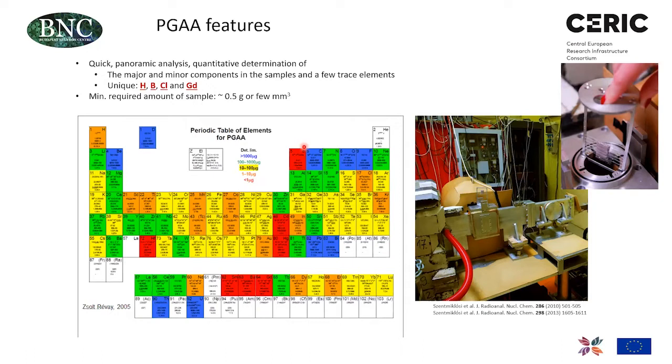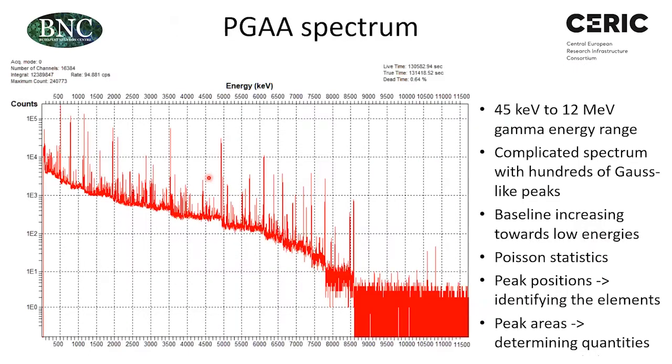Here we typically measure the major components and the minor components, and in addition we can measure a few trace elements where, for nuclear physics reasons, the sensitivity is very high, as indicated here in red. But in most cases the sensitivity, or the detection limit of the method, is around 10 ppm or 100 ppm for most of the elements.